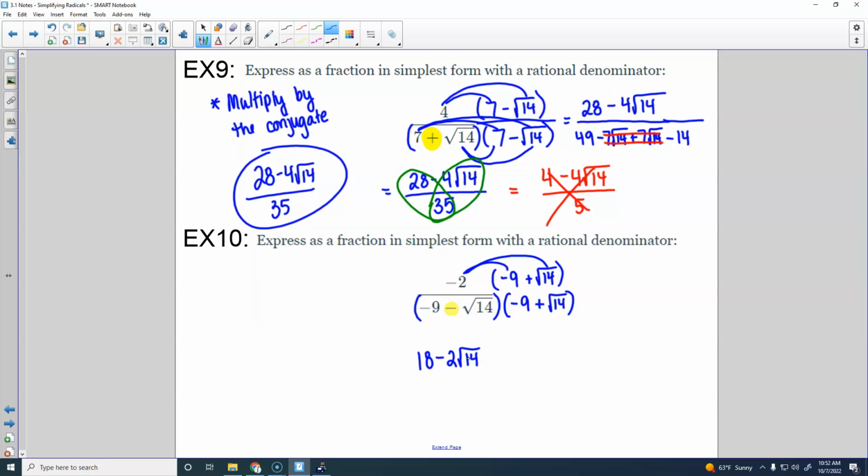In the denominator, we're going to do negative 9 times negative 9, which will give us positive 81. And if you have chosen your conjugate correctly, the outside terms, that negative 9 square root of 14, and the inside terms, which is going to be negative times negative, is going to give you a positive 9 square root of 14. They should cancel every time. I'm not going to write it down because I know they're going to cancel. And then I've got negative square root of 14 times positive square root of 14, which will give me negative 14.